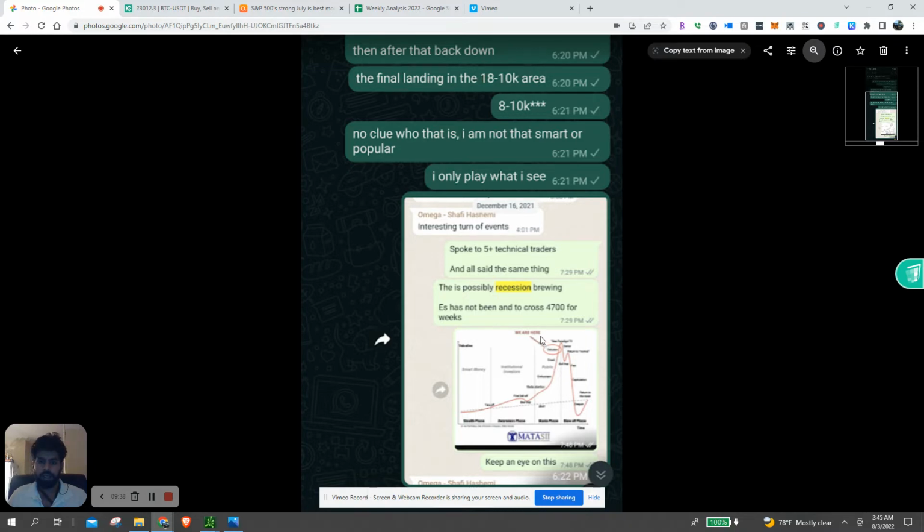Okay, this is quite interesting. On December 16th, 2021, this is when I called the top across the indices. ES at that point was used as an example, and as we know, many of the U.S. indices follow similar trends and patterns from a long-term perspective. The top was called on December 16th, with the possibility of a recession brewing.